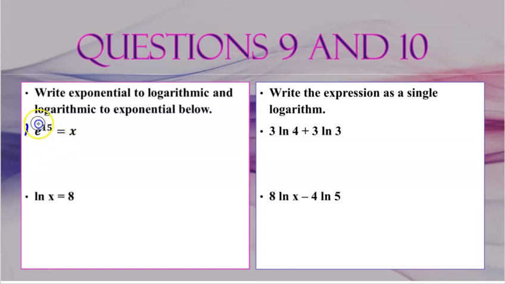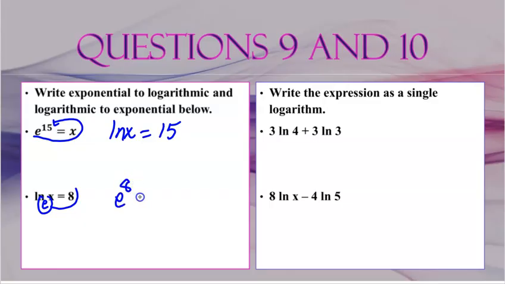So let me start that over again. So putting it in logarithmic form, if this is base e, we're going to do the natural log. So the natural log of x is going to equal 15. And here, natural log is base e, so we take e raised to the 8th power. So you write base e to the 8th power. That's going to equal our x.